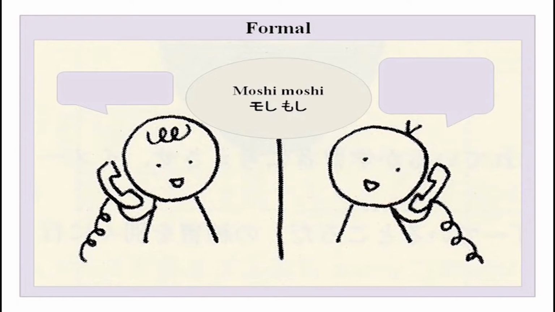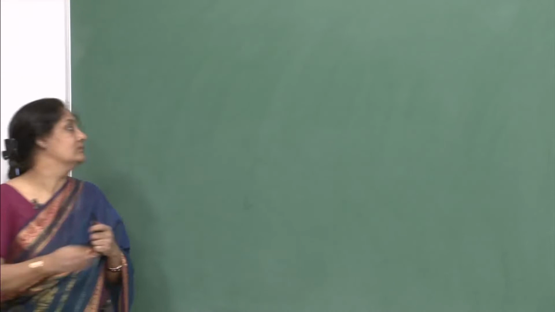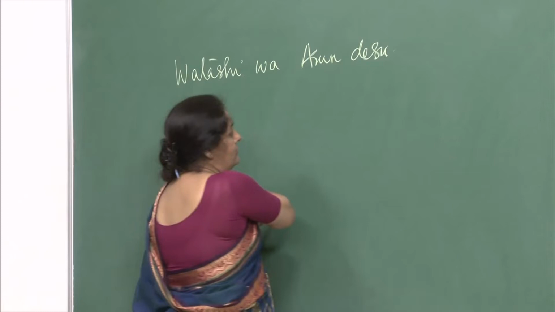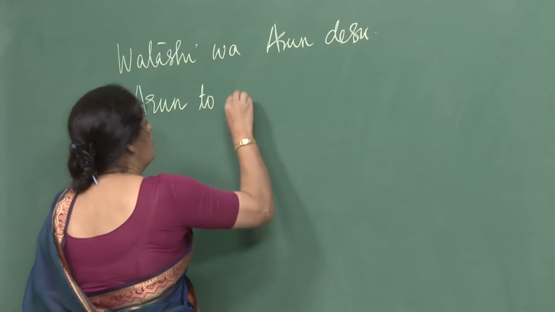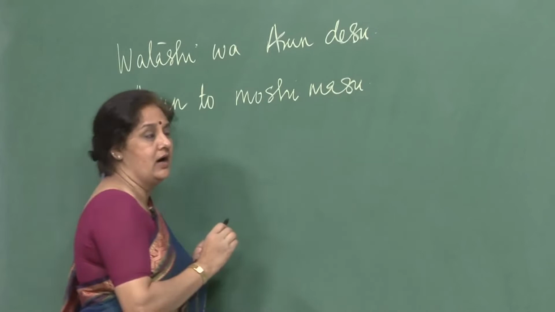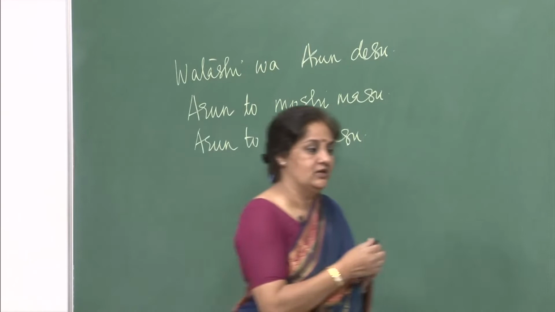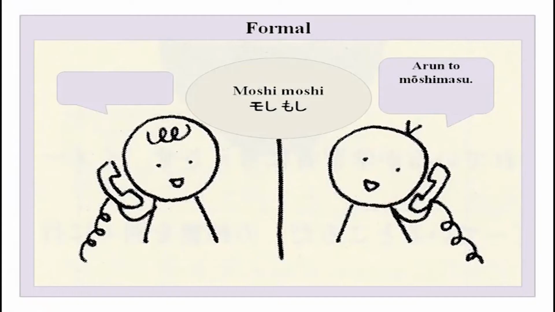Now, the formal way of telling who you are is Arun to moshimasu. Watashi wa Arun desu. You can also say this on the phone, Arun to moshimasu. I am Arun, or Arun to imasu. I am called Arun. So, please, a better way would be Arun to moshimasu on the phone.